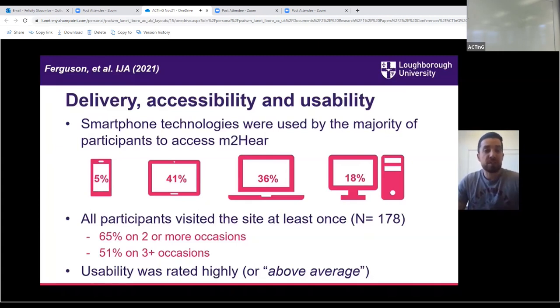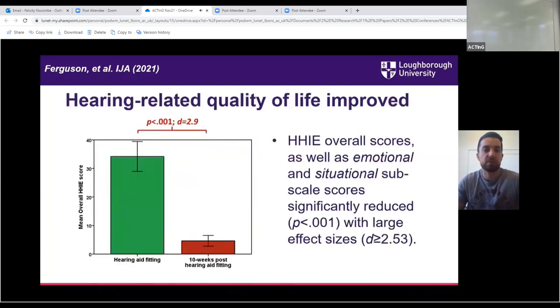Critically, all participants visited M2Hear at least once during this time, with 178 total hits we were able to monitor. We found that 65% used M2Hear on at least two or more occasions, with over half going back continually on three or more occasions, so suggesting repeated use. In addition, usability was rated extremely high by participants. So the measure that we used would have classed it as above average in terms of its usability. And I really feel that that's a testament to the iterative usability testing that we did in the development process.